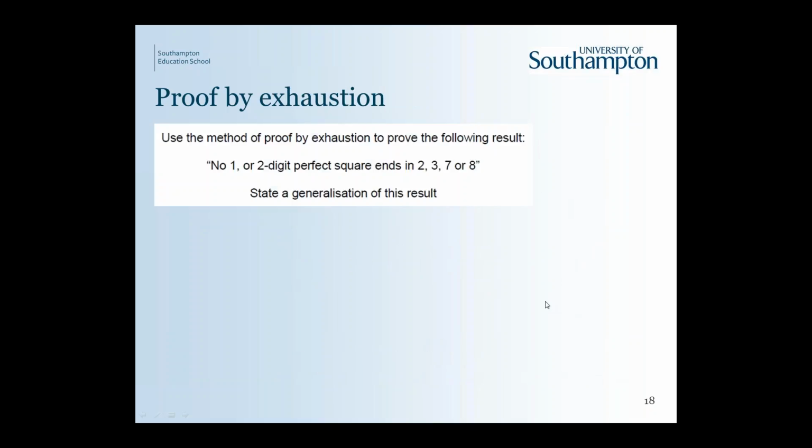Here we go. Here is some proof by exhaustion. So have a go at doing this. Use the method of proof by exhaustion to prove the following result. No 1 or 2 digit perfect square ends in these, and state the generalization.